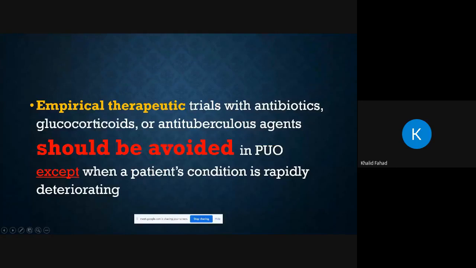So if you suspect it, for example with ESR of 120 and headache, and we have excluded other common infections, for example TB, we may treat him empirically with a high dose of steroid. Then we arrange a temporal artery biopsy to reach the diagnosis. If we don't treat, the patient will end with blindness, because the vasculitis will affect the central retinal artery. So this is an exception. Otherwise, we have to follow the patient, examine him, take history, and look for potentially diagnostic clues.